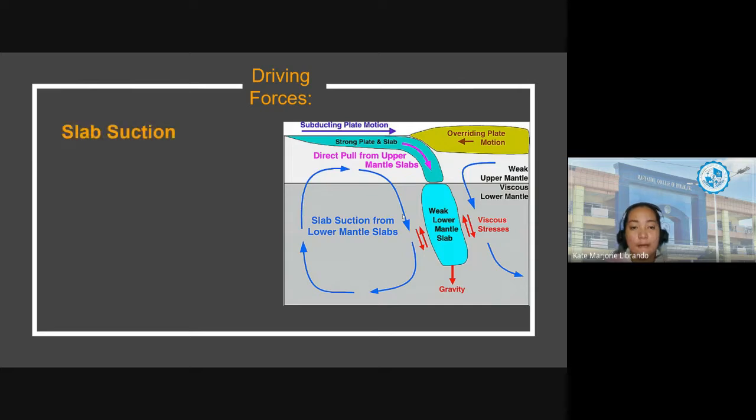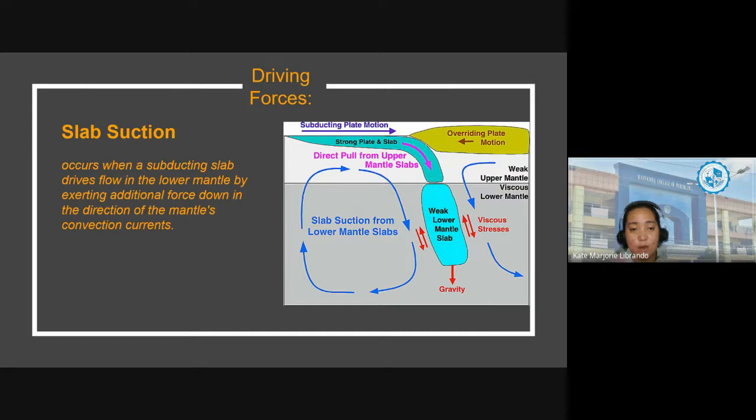So the third one we have is slab suction. Slab suction occurs when a subducting slab drives flow in the lower mantle by exerting additional force down in the direction of the mantle's convection current.